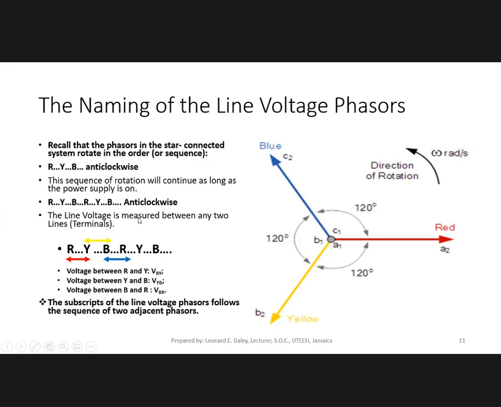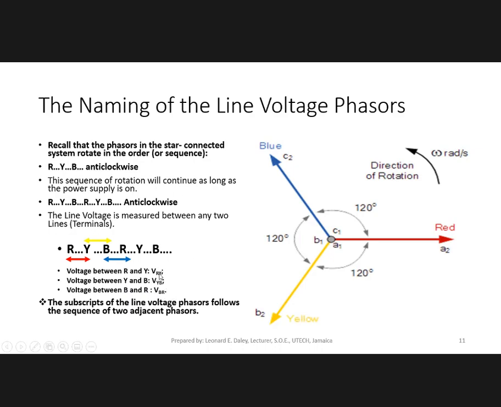Now the line voltage is measured between any two adjacent lines. So it's RY, that's why we have VRY. Then it would be YB, that's why we have VYB. And then the next one would be BR, VBR. So voltage between R and Y, VRY, between Y and B, VYB, and between B and R, VBR.